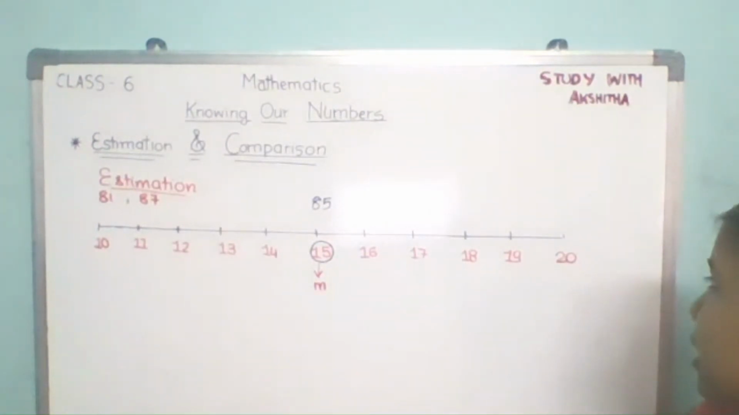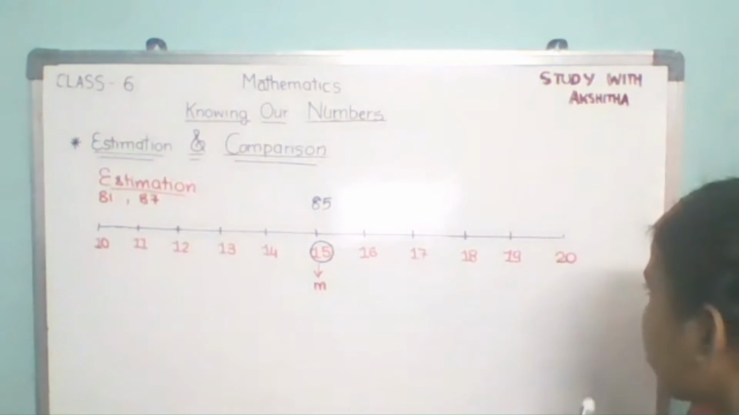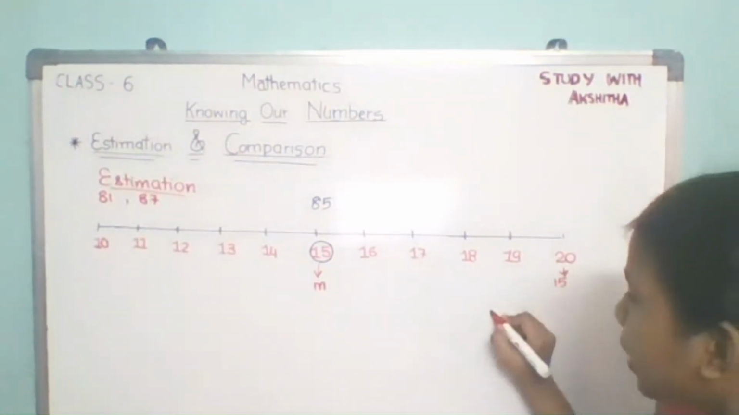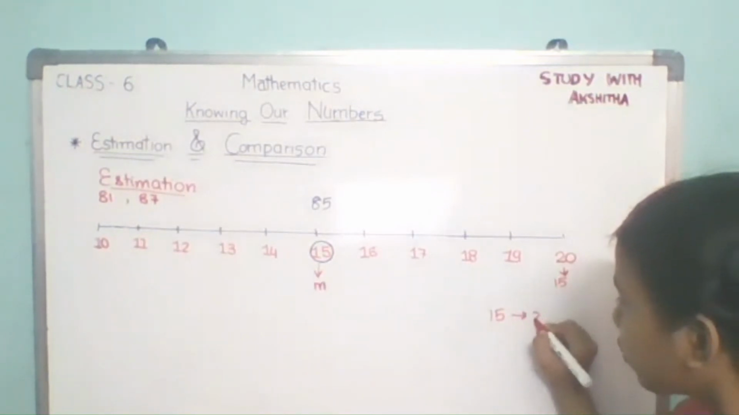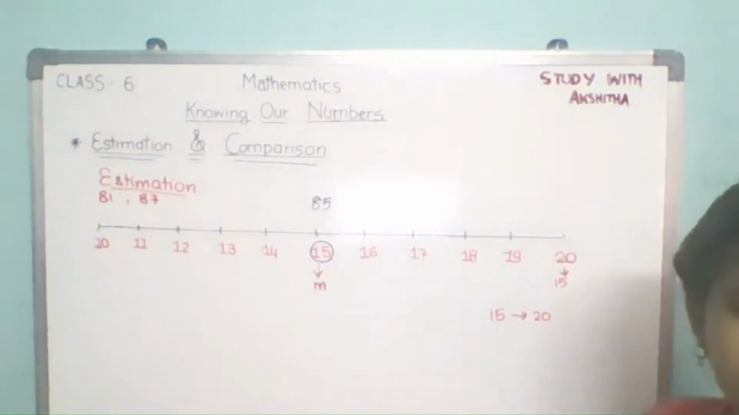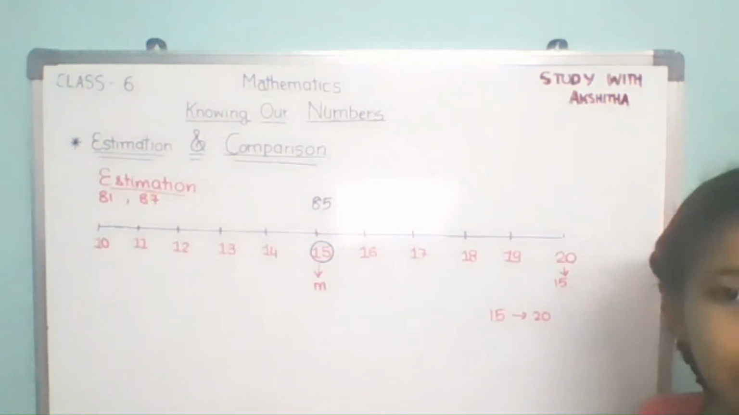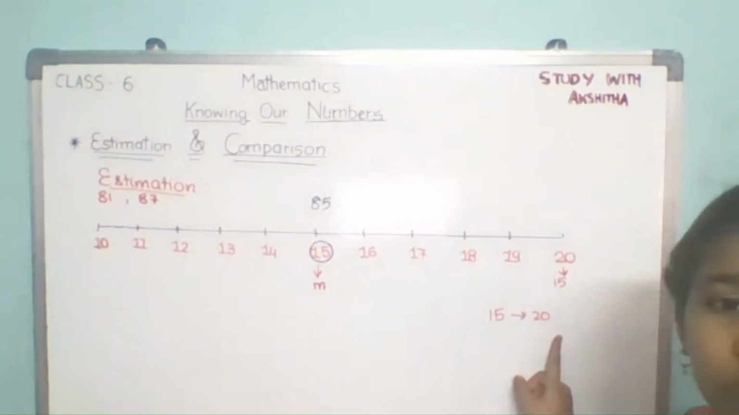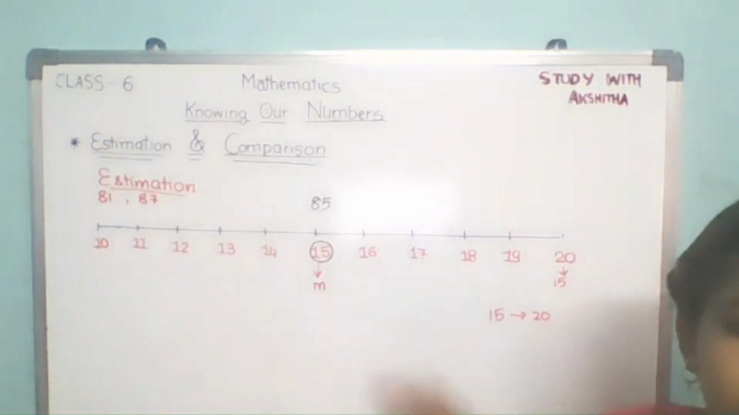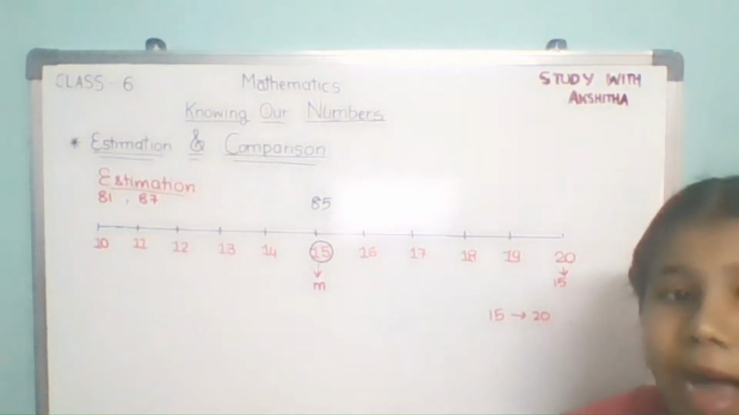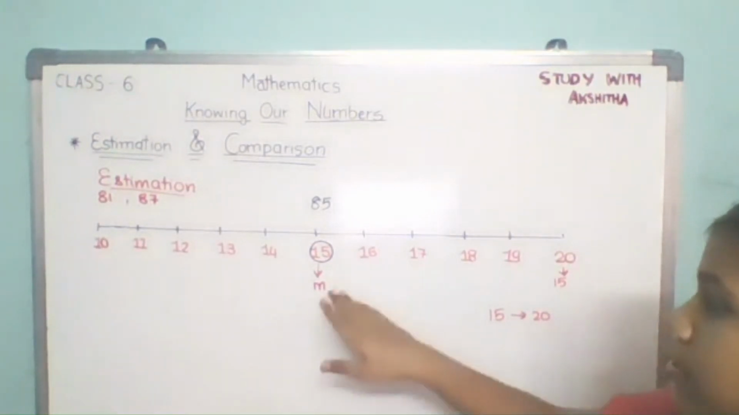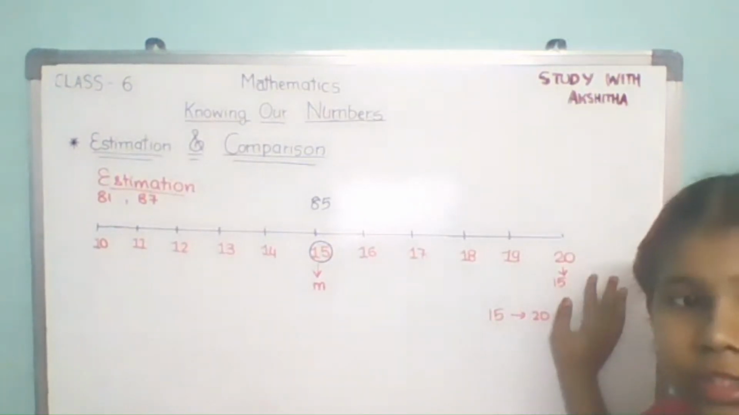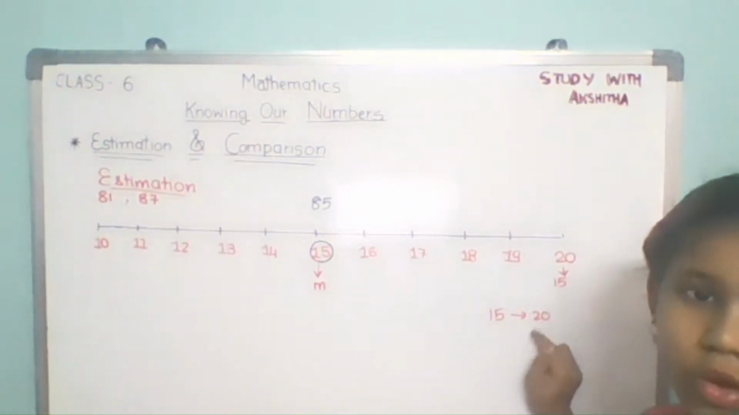Yes, it will be estimated to 20. So 15 is estimated to 20 when we round it off to the nearest tens. But why is it rounded off to 20? Why is it not rounded off to 10? Because by convention, it will always be rounded off to the highest estimation, that is 20. So that is why here we have rounded off 15 to 20.